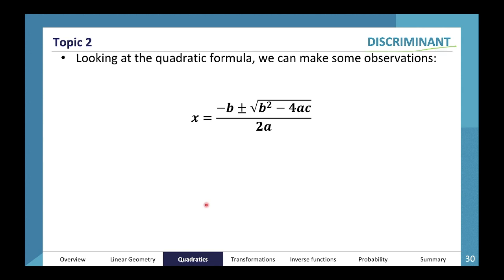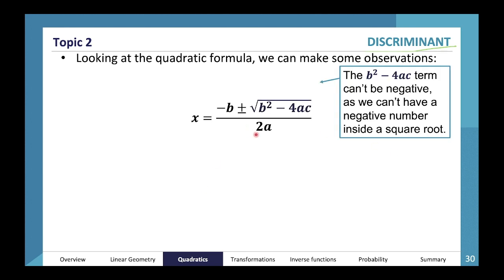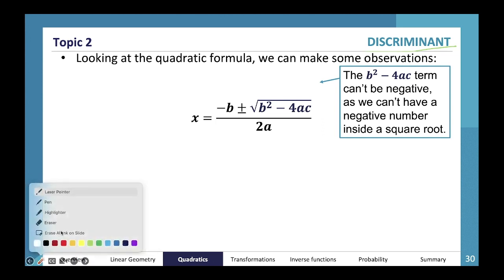So we can see that this term here, the b squared minus 4ac term, can't be negative just because we can't have negative numbers in square roots. If you guys are doing Specialist, you will cover complex numbers at some point. And complex numbers, interestingly, are numbers that involve the square root of a negative number. So it's like 5 plus the square root of negative 5. It's things like that.